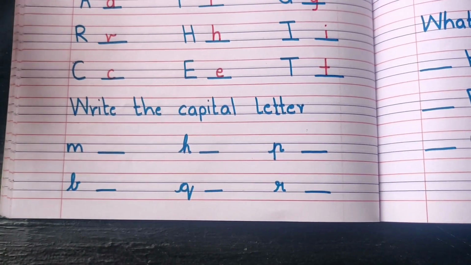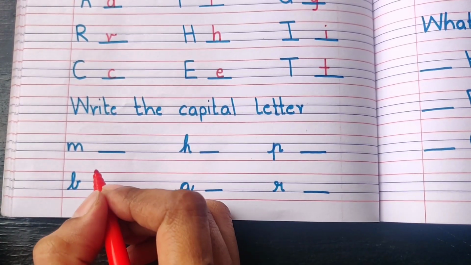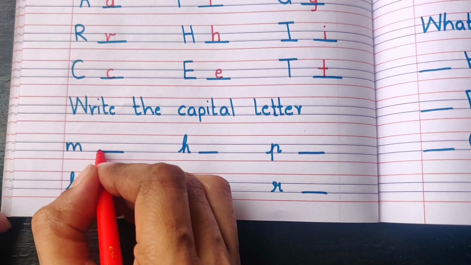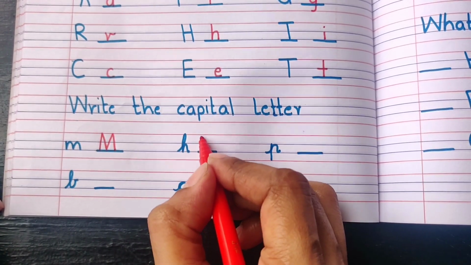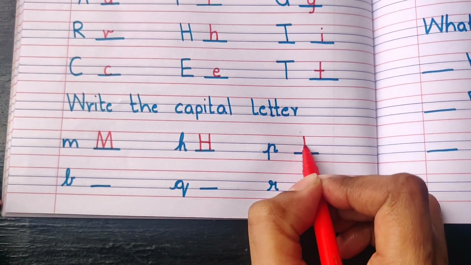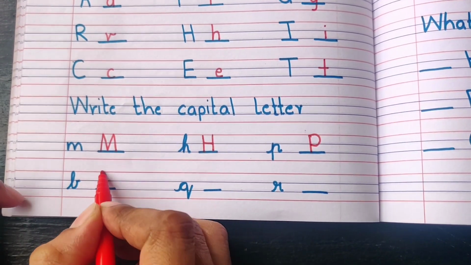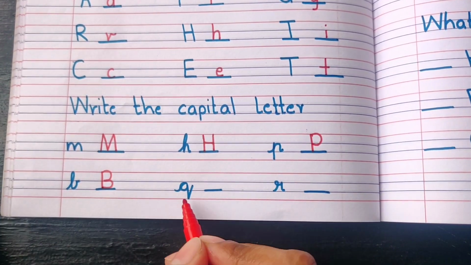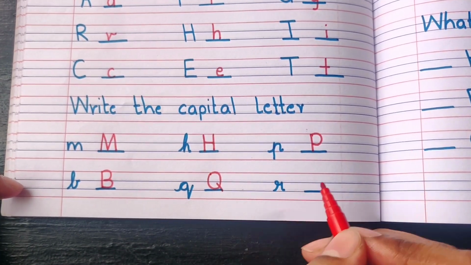The next one says write the capital letters. These are the small letters in cursive style. M, H, P, B, Q, R.